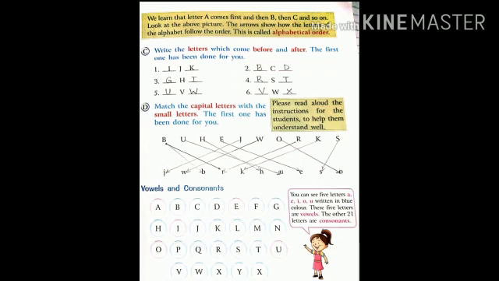Children, just look below at vowels and consonants. You can see 5 letters: A, E, I, O and U. These letters are written in pink color circles. These 5 letters are vowels and the other 21 letters are consonants.